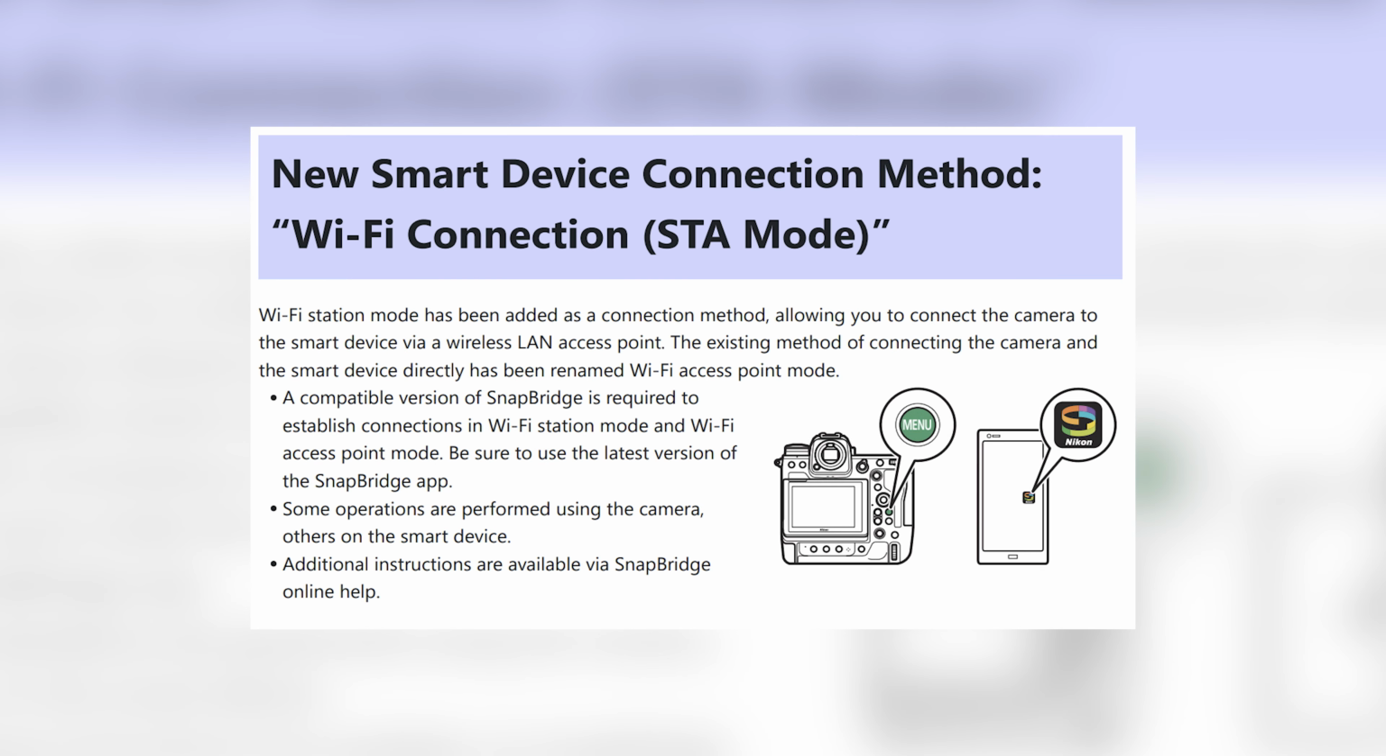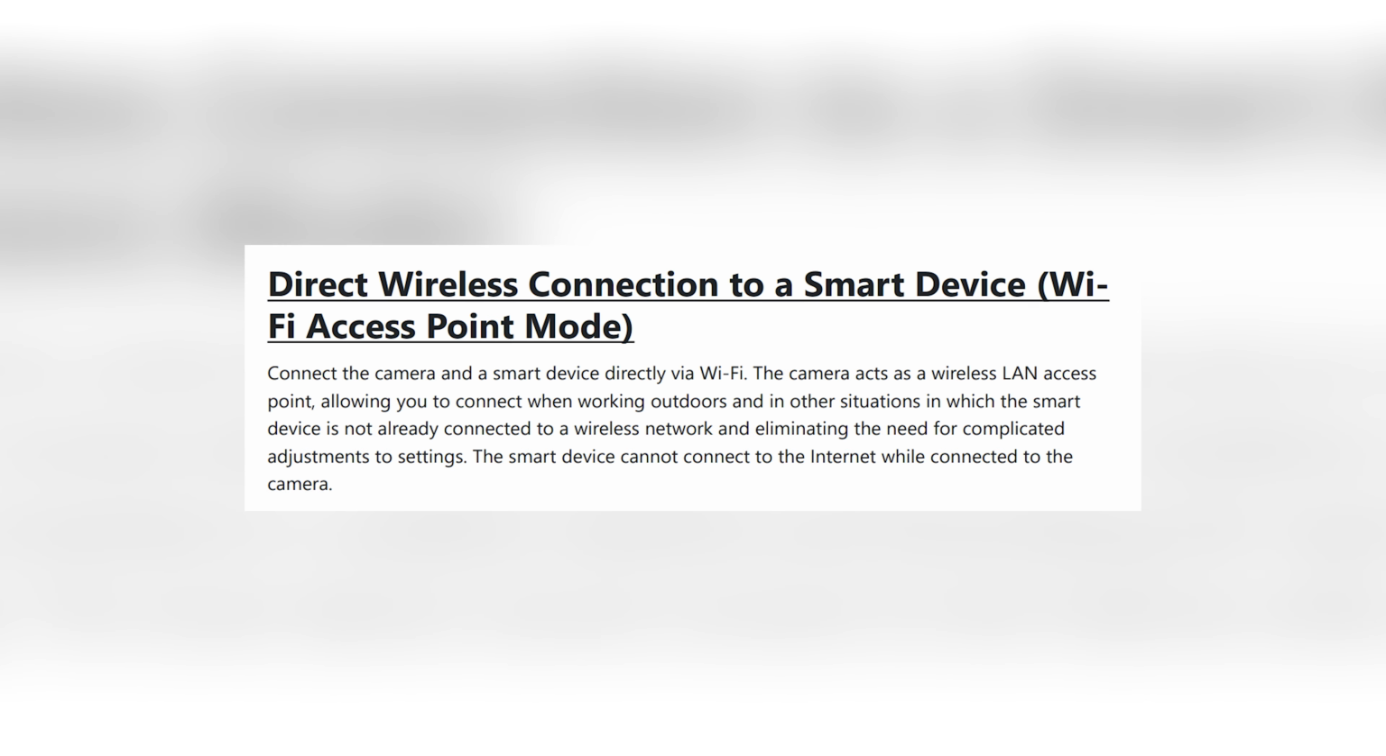The last grouping of updates are all going to be around the network settings. For these, I'm not going to go into extreme detail, but I'm going to at least highlight the 4 areas that updates have been made. So for these, the first one is a new smart device connection method using the Wi-Fi connection STA mode. So you'll want to read through the reference guide as it'll walk you through step by step how to connect to an existing network. The next item is a direct wireless connection to a smart device, so a Wi-Fi access point mode. This basically turns the camera into a wireless LAN access point.